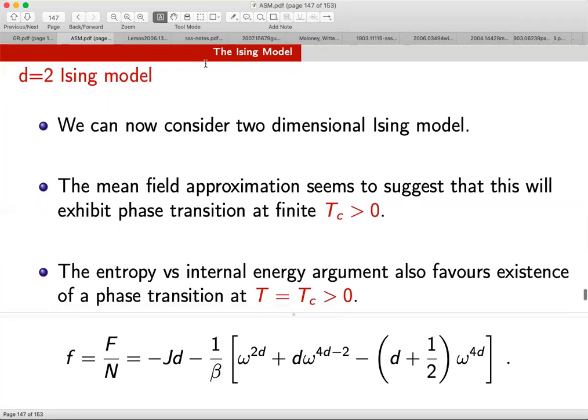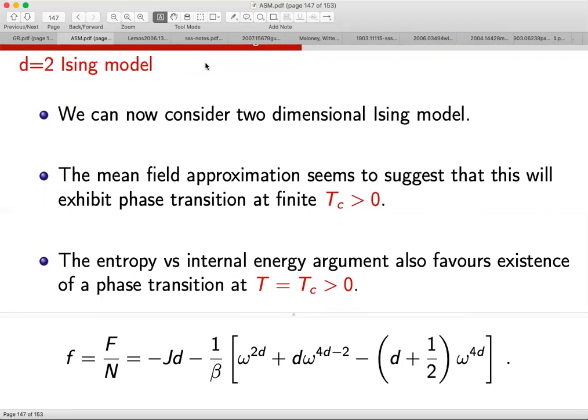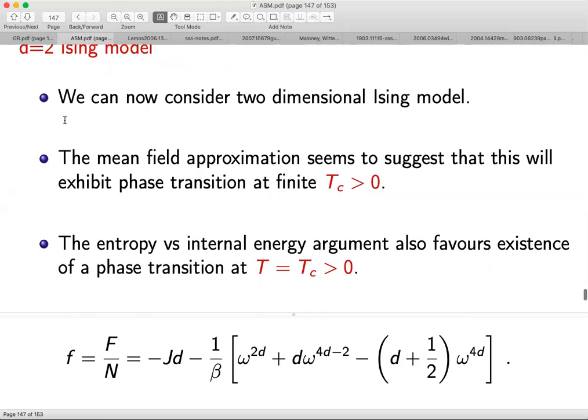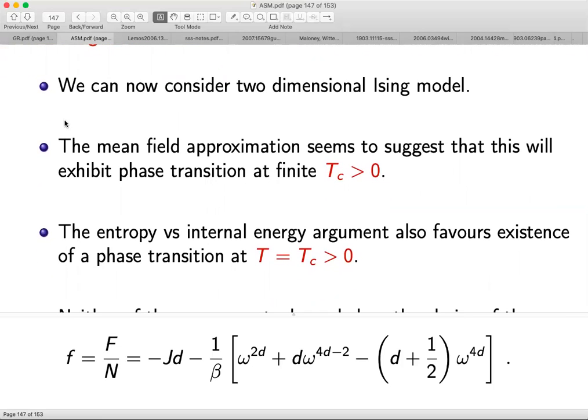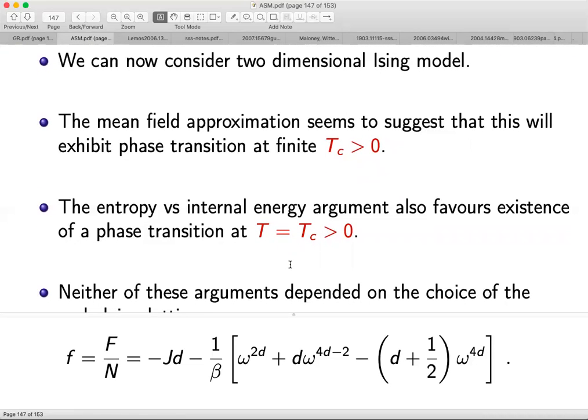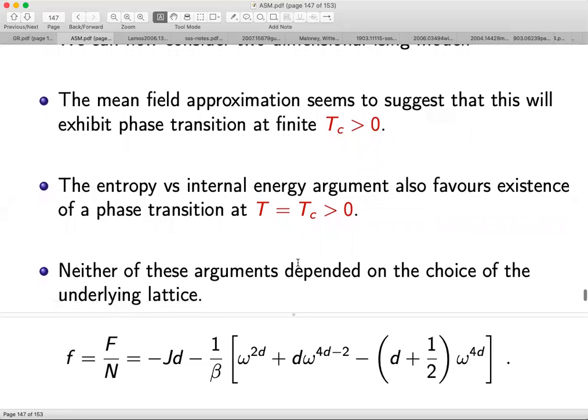Okay. The other argument that we had given, while talking about no phase transition in d equals 1, we also gave an argument as to why there is a phase transition in d equals 2 by doing the same study of coordination number and stuff like that. And we found that the entropy versus internal energy argument also favors phase transition at some temperature greater than 0. Okay, so there are some indications which tell us that the system would undergo phase transition at finite temperature.